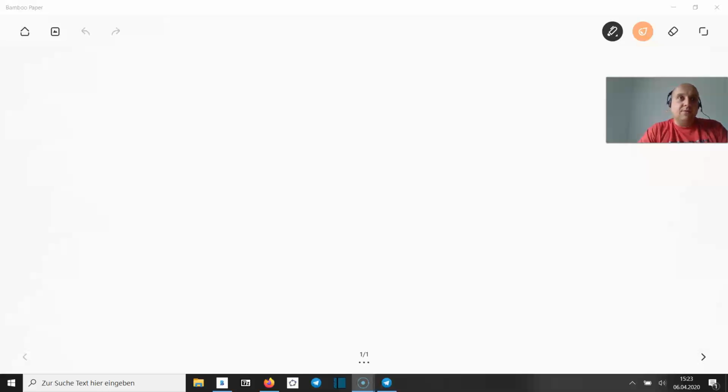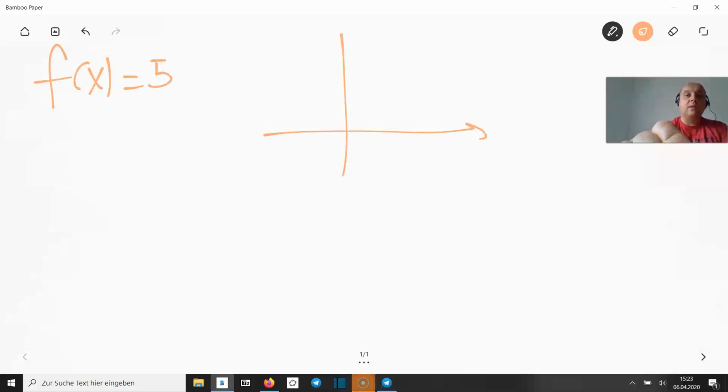All right, but first of all, let's see if we have f of x equals 5, for example. So f of x equals 5. This is a constant function, and if you remember, if we're talking about derivatives, we're talking about rates of change. So there is no change at all, not an average change, not a momentary rate of change. So it's just 5 all the time.